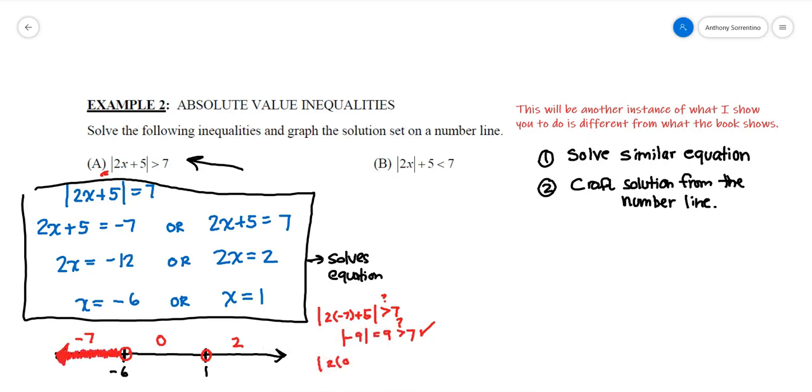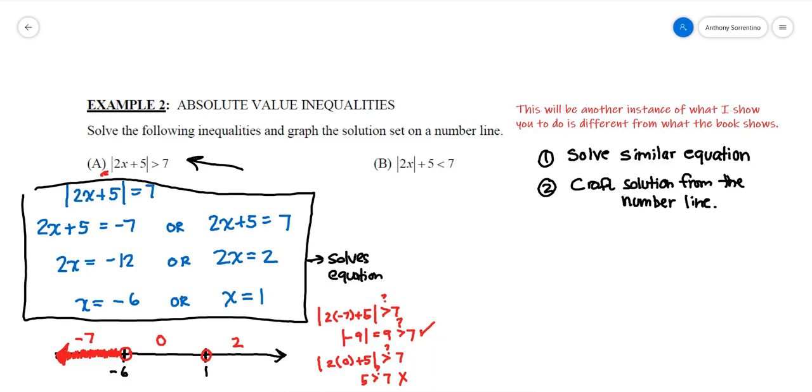0. Well, 2 times 0 is 0, plus 5 is 5. The absolute value of 5 is 5. Is 5 greater than 7? Well, no, it's not. That means 0 does not work in the original inequality, nor would I expect anything in the region where 0 lies. So I do not shade this middle region.